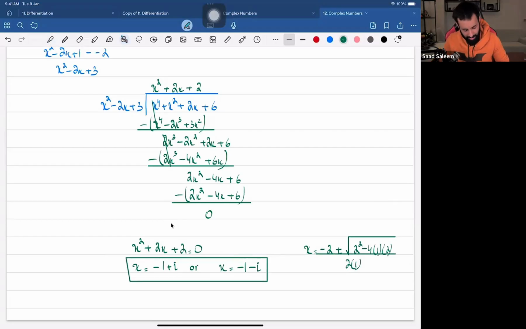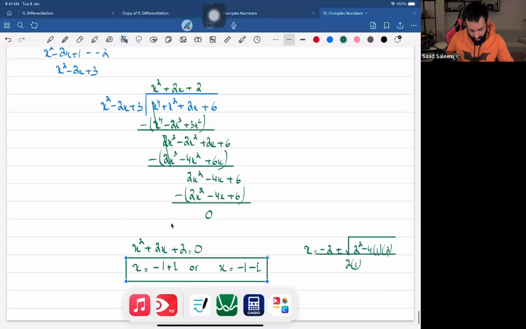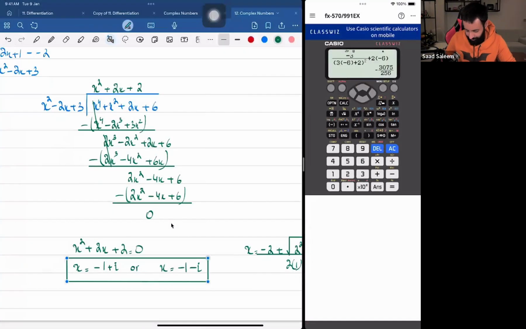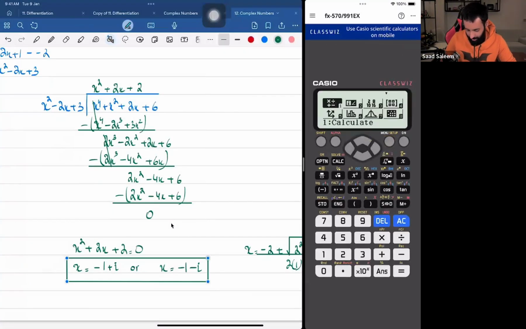So you can see how complex this chapter is. How can we use the calculator? You can use the calculator and solve this directly. Your calculator will give you the complex answer. Go to menu, go to equation, go to polynomial, second degree polynomial, enter 1, 2, and 2. There you go: minus 1 plus iota, minus 1 minus iota.